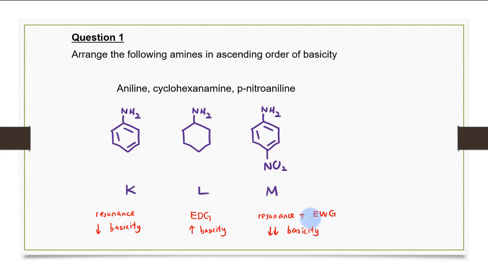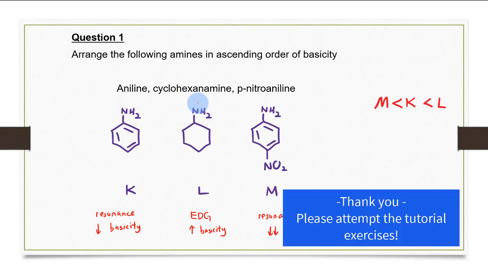So according to the ascending order of basicity, you start with the least basic, which is p-nitroaniline, M. Followed by aniline, which has the resonance effect. And then the most basic is cyclohexanamine, as it has the electron donating group, which makes the lone pair easier to be donated. So please have a try at exercise 11.3, and we will discuss during the tutorial sessions.